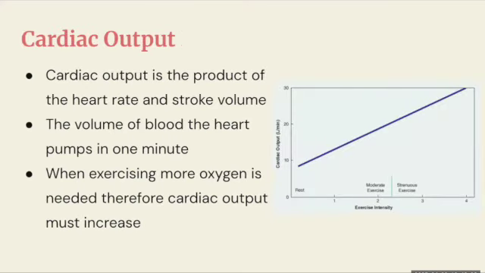So going back to cardiac output, which is the product of heart rate and stroke volume, it is the volume of blood the heart pumps in one minute. When exercising, more oxygen is needed, so cardiac output must increase, either through stroke volume or heart rate. And as shown before, cardiac output increases as your exercise increases, meaning we need more oxygen.